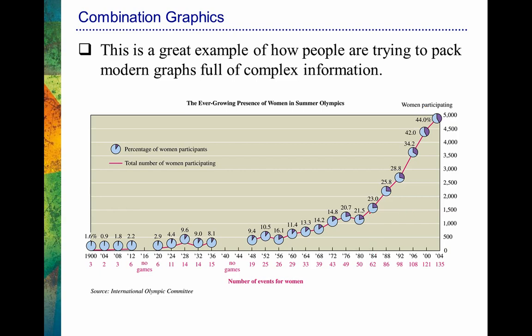So for example, in 1984, the line is about right here. I'm looking at the red line. That coincides to about 1,500 women. But in 04, our line is way up here. We can see that about 5,000 women were participating. And there's still even more information. We can see for each year, we have more data right below it. That's representing the number of events for women. So back in 1900, there were only 3 events for women, but in 04, there were 135 events for women. So there's tons of information in this one graphic. So we'd call that a combination graphic because many different techniques are being used.